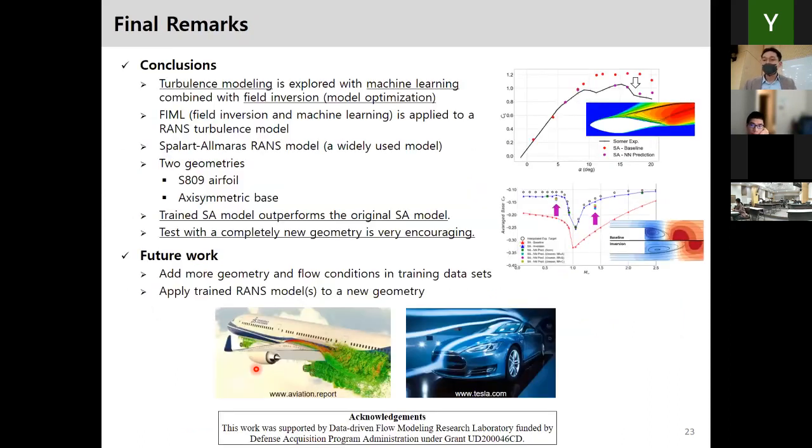All right, so these are my final remarks. We use a field inversion machine learning technique in order to train a conventional RANS model. We picked the SA model, tested it on two geometries, and also tested this trained SA model from one trained geometry on the different test geometry. The future work will be adding more geometries to the training data set and testing it on a completely new geometry. With that, I thank you all for listening to my talk, and I'm happy to answer any questions.